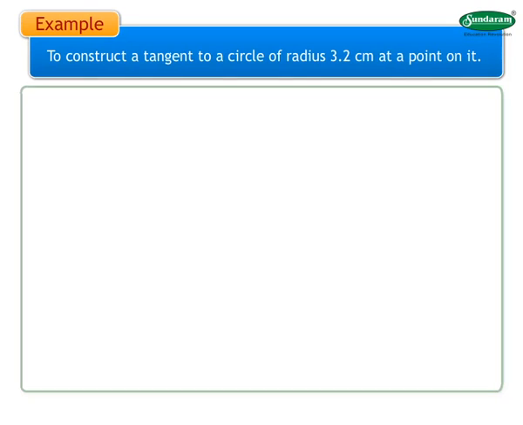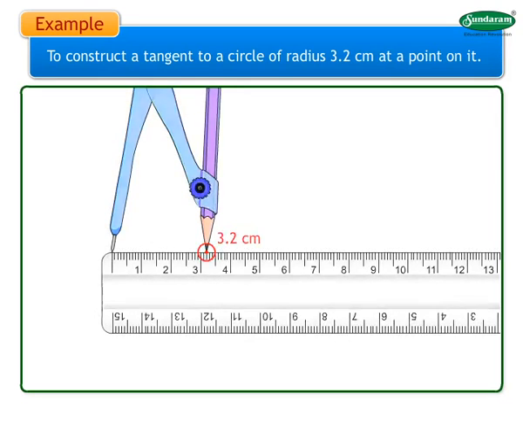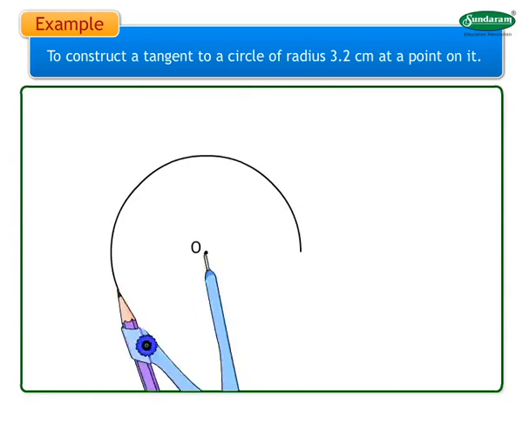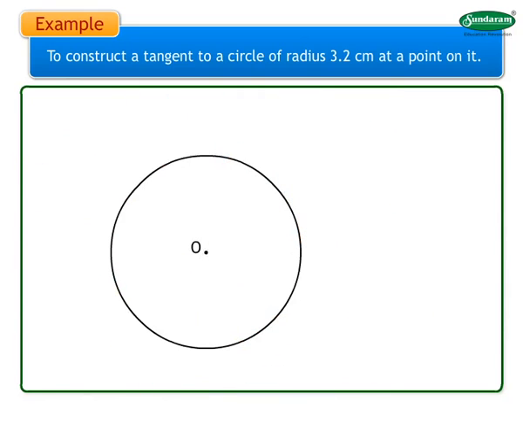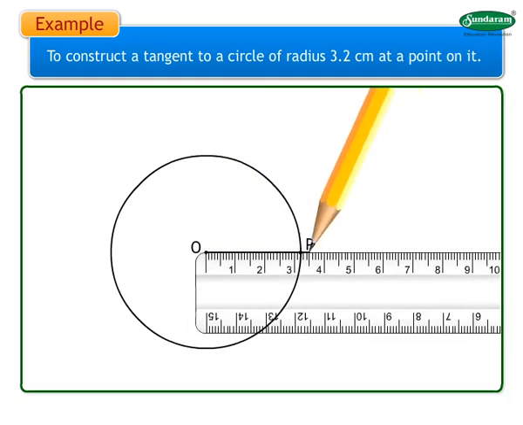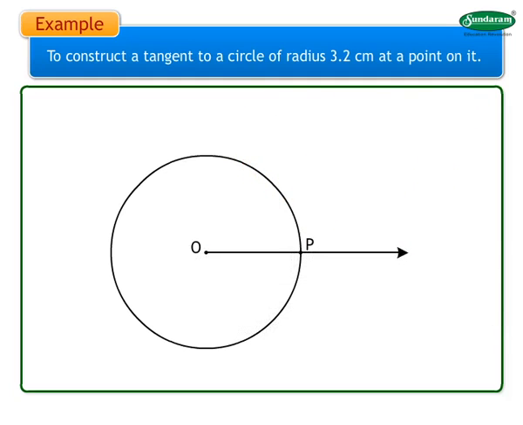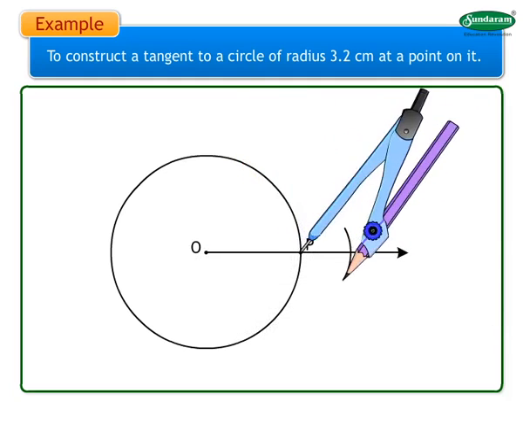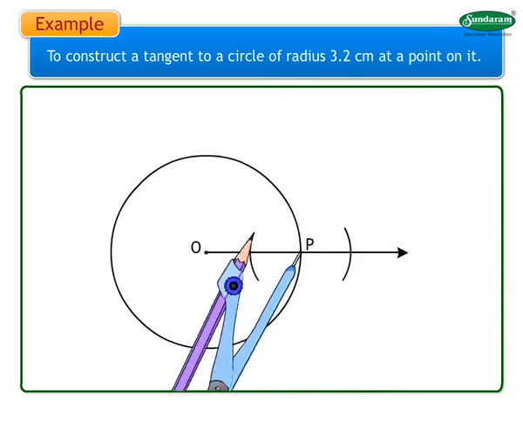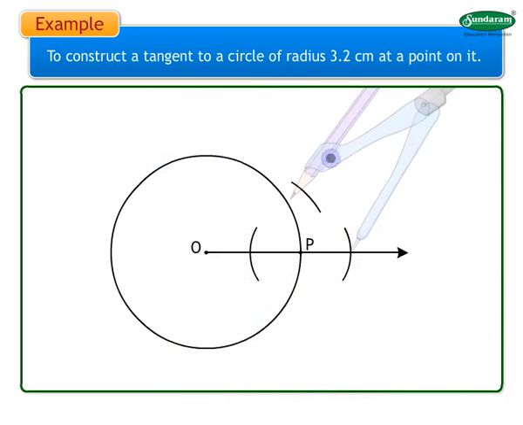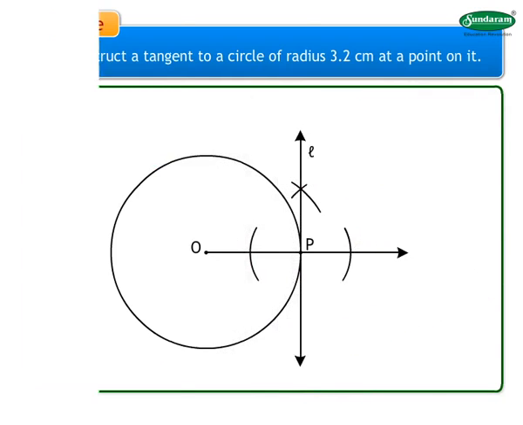Now let's look at the construction. Draw a circle with center O and radius 3.2 cm. Take any point P on the circle and draw ray OP. Draw the line L perpendicular to ray OP at the point P. Name that line L. This will be the tangent to the circle.